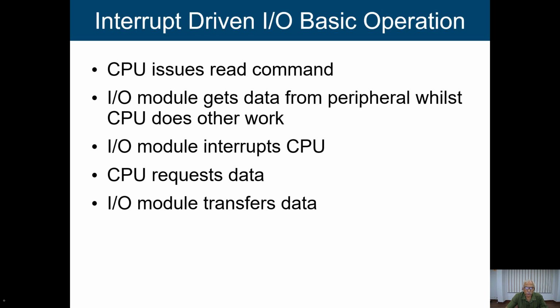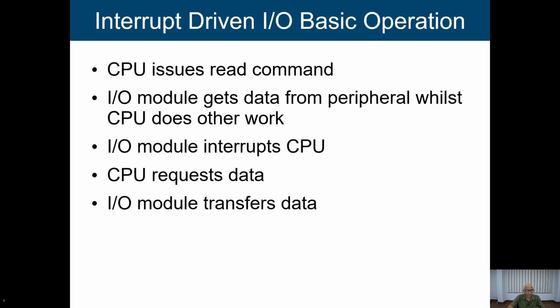Now what are the basic operations in interrupt driven I/O? In a nutshell, the CPU issues a read command. For an input operation it is a read command, and for an output operation it may be a write command. The I/O module gets data from the peripheral while the CPU does other work. Say the processor has issued the read command, and it is given to this I/O module. Now the I/O module coordinates with the peripheral devices and may collect some data from the peripheral devices. In the meantime, the CPU does other work.